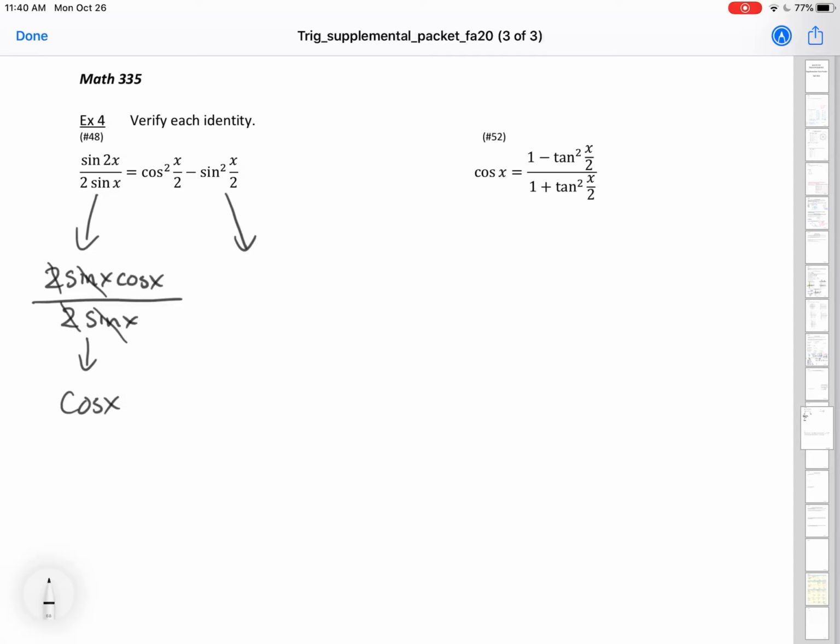I need to show this as cosine x. You should recognize cosine squared minus sine squared. Cosine squared minus sine squared was one of the double angle formulas. Remember that the cosine of 2 theta was equal to a bunch of things, but one of them, in the base one, was cosine squared theta minus sine squared theta. Not by coincidence, that's what we have. So this is cosine 2 of x over 2.